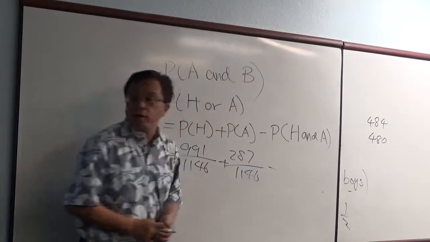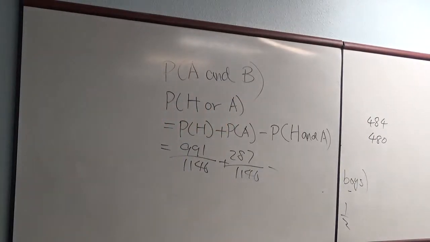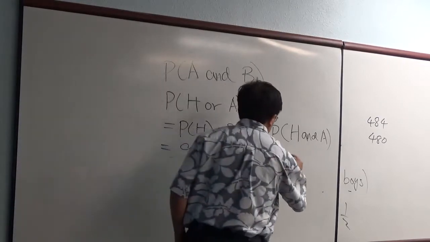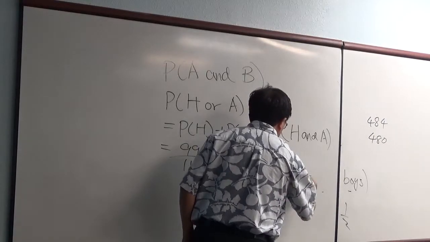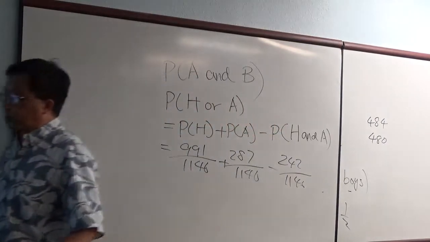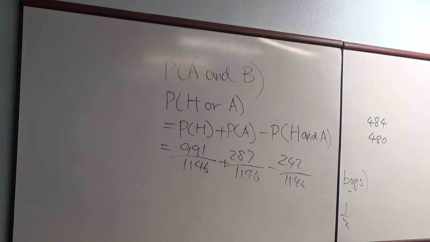You will have to subtract 242, the people who agree and are happy. Minus 242, because in this case the two events can happen at the same time. If you calculate agree, you include 242. When you calculate being happy, you include 242 again. So that's why we need to subtract. Is that clear?